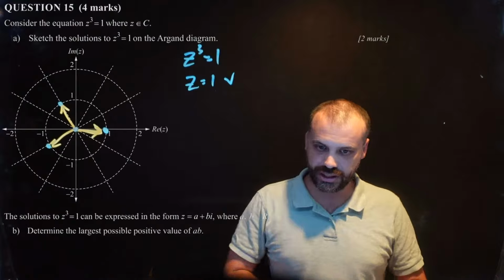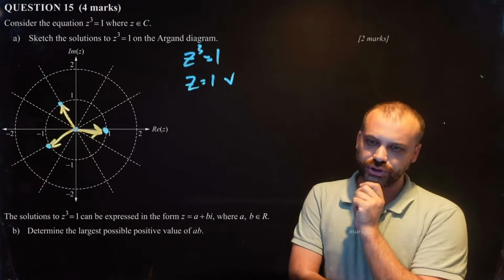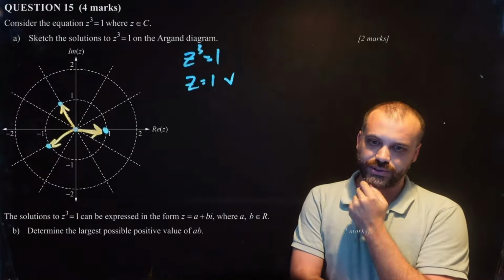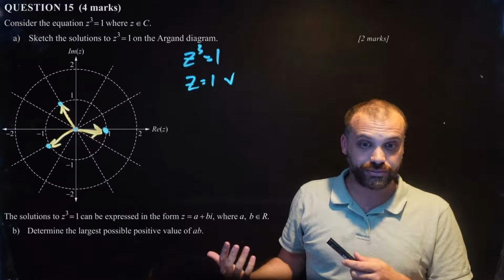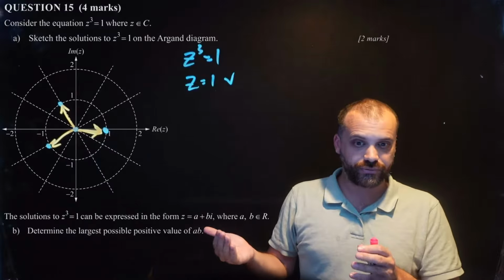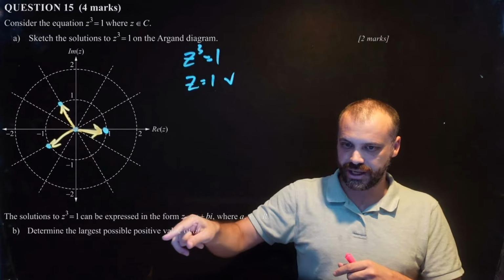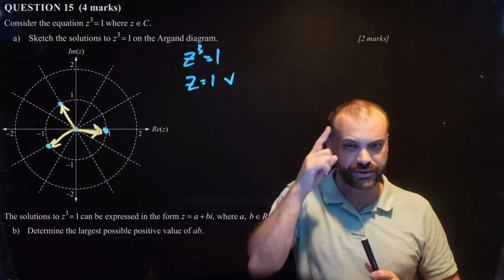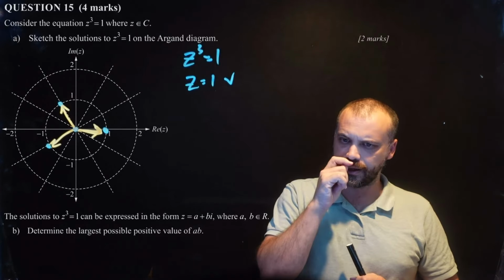The next question: the solutions to z cubed equals 1 can be expressed in the form z equals a plus bi. So in other words, they're in polar form at the moment, or at least they look like they're in polar form, but we can express them in component form as well. Determine the largest possible value of ab. Okay, so we need to think a little bit about this.